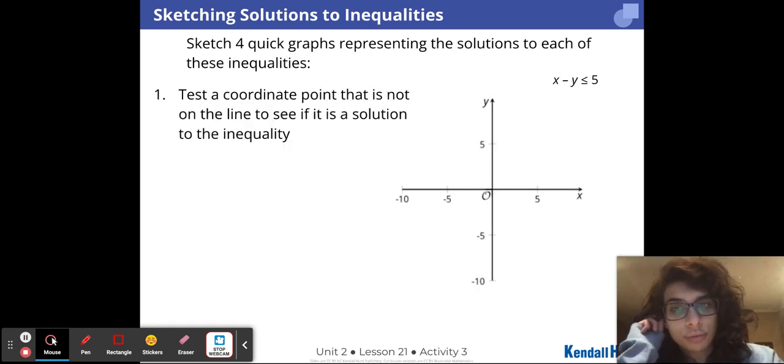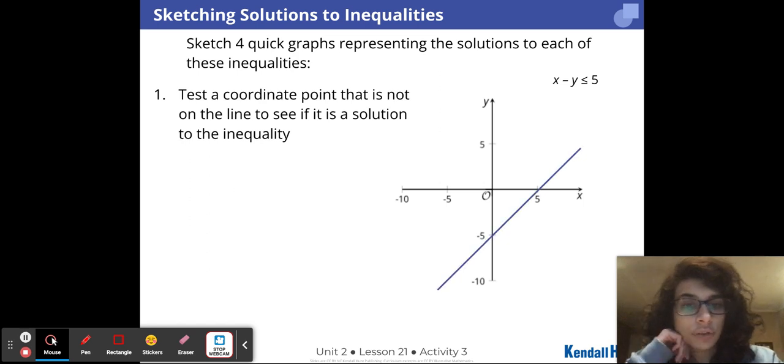Your first step is to test a coordinate point that is not on the line to see if it is a solution to the inequality. First, you want to draw your line. In this case, it is a solid line because we're talking about something that is less than or equal to 5. It would be a dashed line if it was strictly less than 5 or strictly greater than 5. So in this case, I'm drawing a solid line for you.